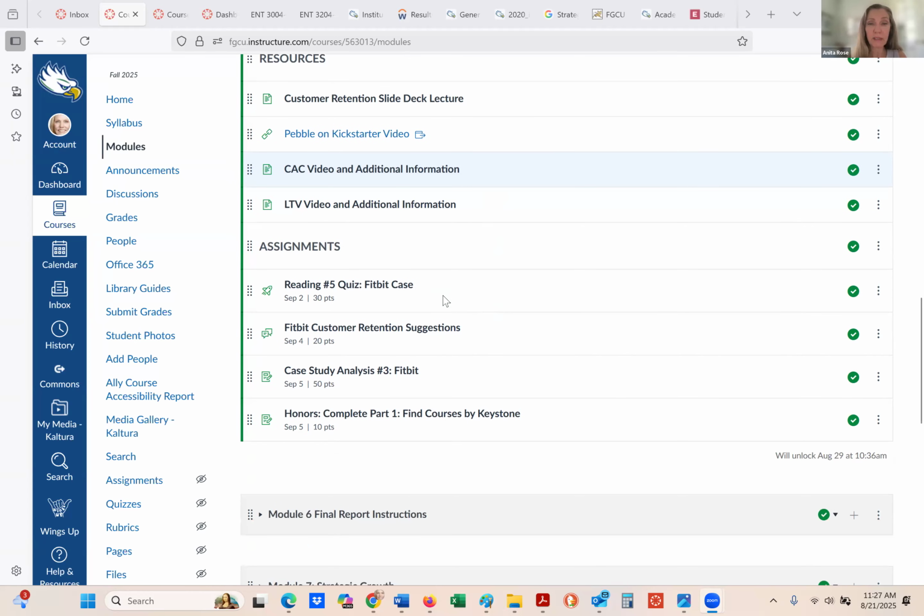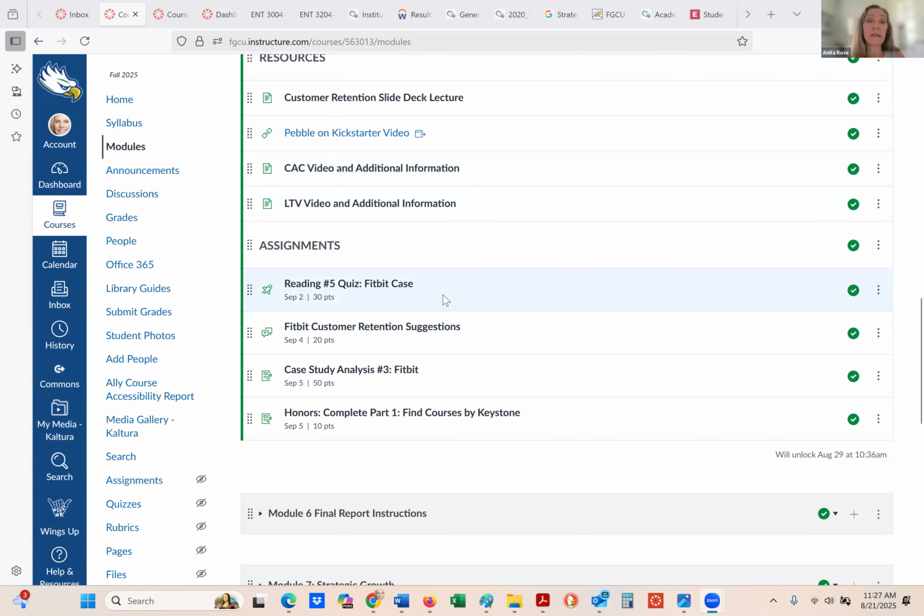And then for the assignments, it's the same as the 2 prior case studies. We have the reading quiz for Fitbit, the case, and then we have your discussion post on what you feel would be, in your opinion, the best strategy that Fitbit should have done to retain their customers. And then we have the case study analysis for the individual answers to the case study for the team. And then we have the honors component, part 1.